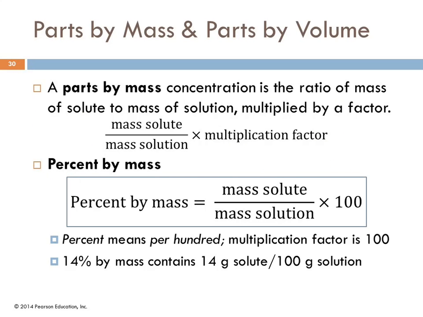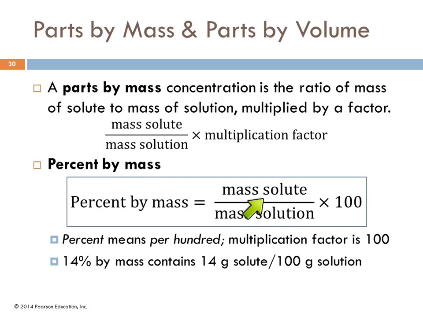Parts by mass and parts by volume. Chemists don't use these a lot, but they are used in many, many other professions that have to deal with concentrations. So parts by mass. We're just comparing mass of solute to mass of solution. The ratio of the mass of the solute to the mass of the solution, and we're going to multiply by a factor. So percent is per 100, right? So then we multiply the ratio by 100.